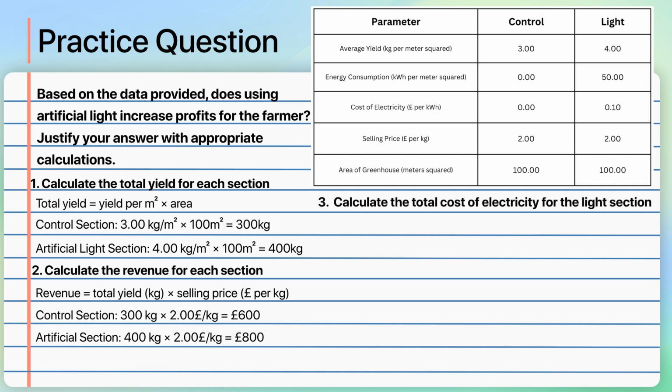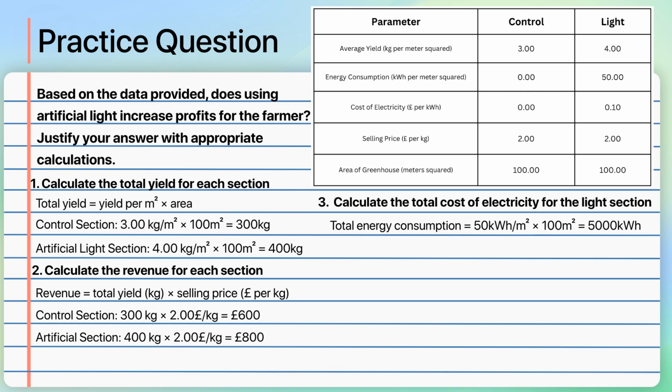Next, we need to calculate the total cost of electricity for the artificial light section. First, we need to calculate how much energy was used in total. As we can see in the table, the artificial light section used 50 kilowatt hours per meter squared. Given that the total area of the greenhouse was 100 meters squared, by multiplying these together, we can determine that the total amount of energy consumed was 5,000 kilowatt hours, or kWh.